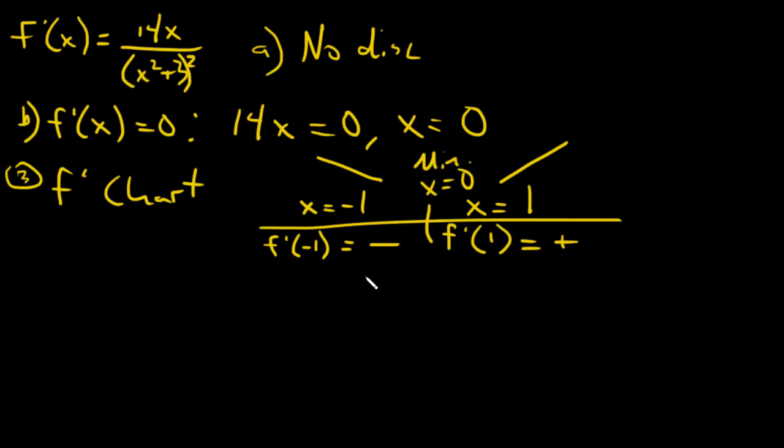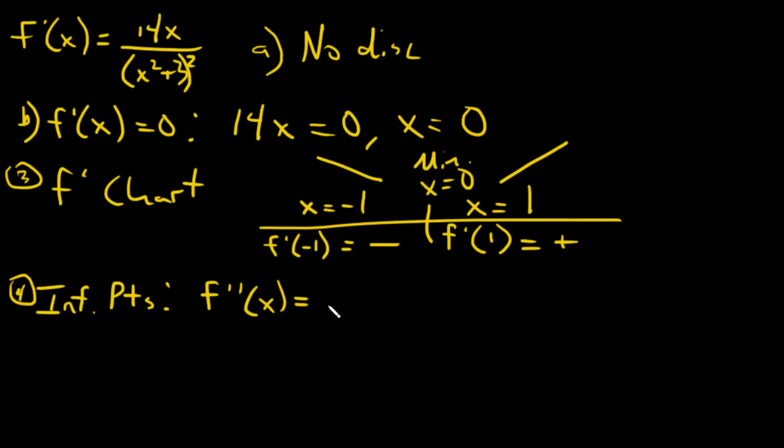Alrighty, so a lot of information already. We're moving forward. Let's go to the inflection points. How do we find the inflection points? Well, we need the second derivative, right? So f double prime of x equals, alrighty, so f prime of x is 14x over this x squared plus 3 quantity squared.